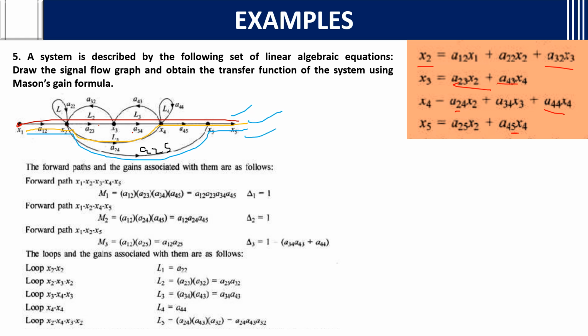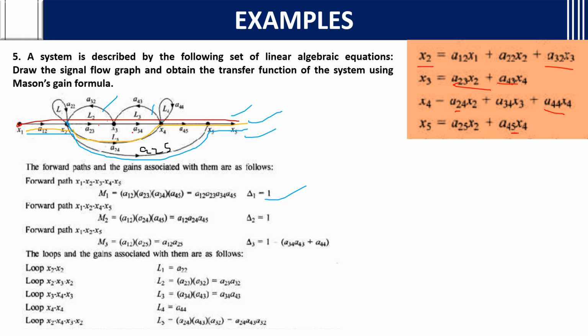So now we are done. Now we should see which loops are not touching those paths. For the first path, all loops are touching, so delta 1 will be 1. For delta 2 also, all loops are touching. In some way or other, this loop is touching this, and this loop is touching this. So all loops are touching. In delta 3, for the M3 path, this loop is touching anyway, this loop is touching, and this one loop is not touching.